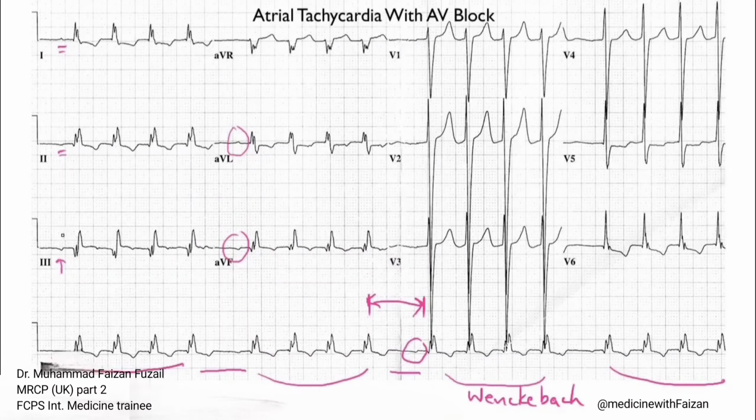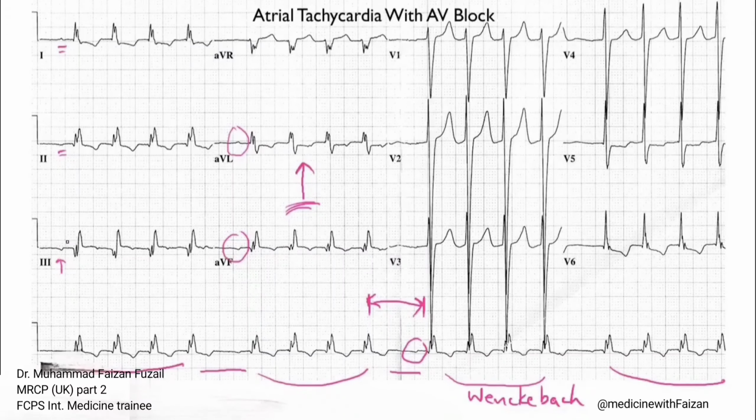But look at the P wave morphology. It's up a little bit in 1, but you notice it's negative in aVF. In fact, 2, 3 and aVF are all negative. So this P wave is originating from somewhere in the low part of the atrium and traveling up towards the head. So this is clearly some kind of atrial arrhythmia. It's not sinus.